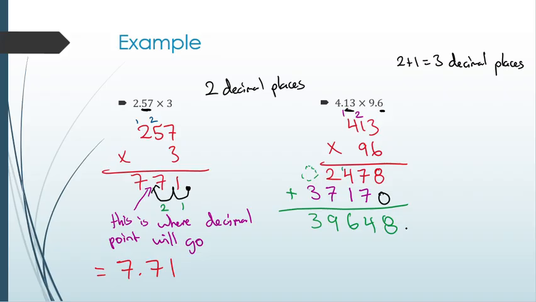And now what we're going to do, we're going to put the decimal point at the end here and count backwards 3 times. 1, 2, 3. And this is where my final decimal point will be. So my answer is just going to be 39.648.